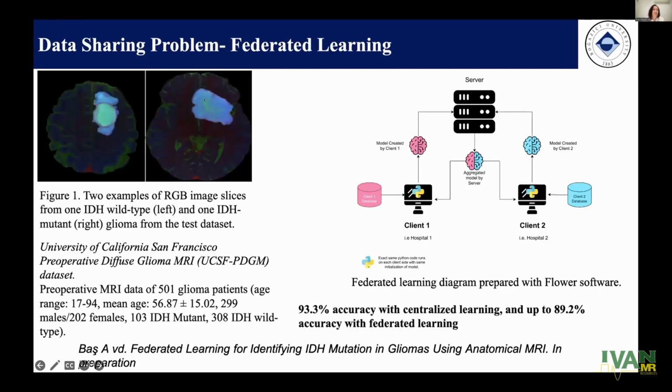Data sharing is another problem, as I told you. We need some solution, and federated learning has been one of the solutions. I'm about to finish, by the way. Here's an example of federated learning diagram. You can train 2 models in 2 separate hospitals, and then you can aggregate model parameters using another server that's central. We applied federated learning on UCSF PDGM dataset. This is an open dataset with 501 glioma patients, and we achieved 93% accuracy in centralized learning and up to 89% accuracy in federated learning.